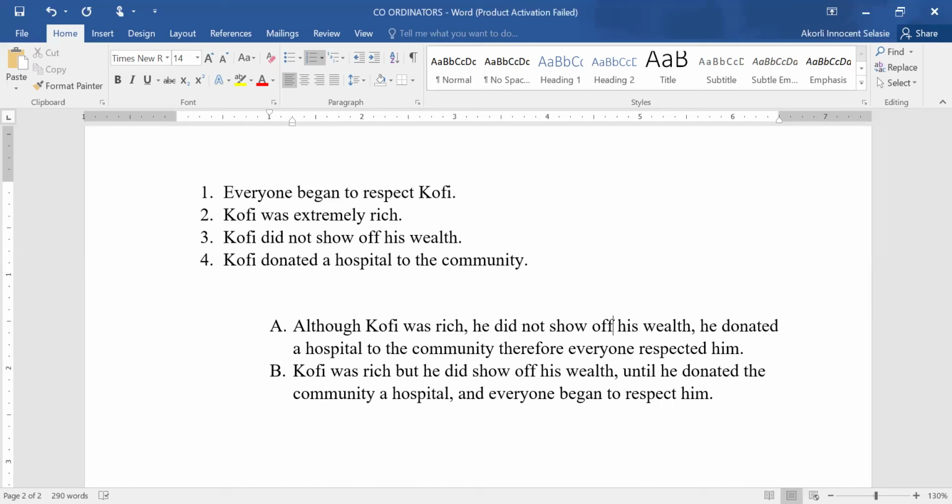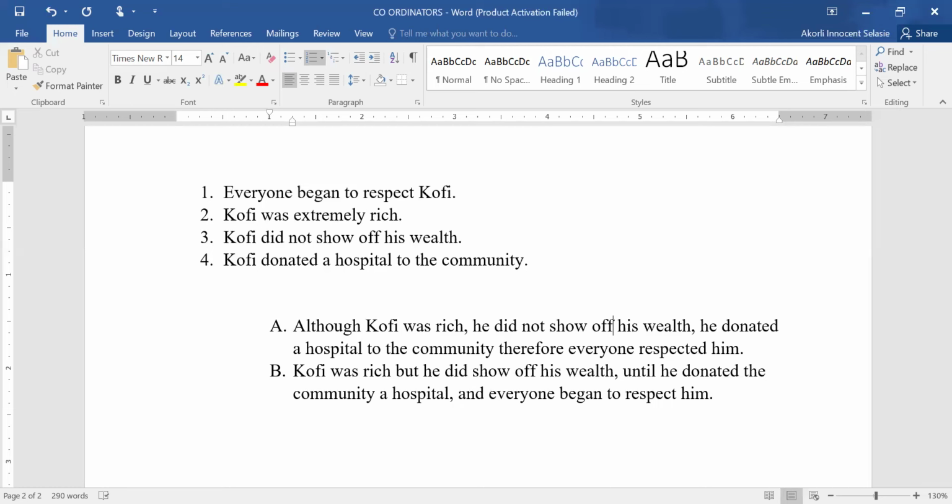Then let's look at the second one. Kofi was rich, but he did not show off his wealth until he donated a hospital. He donated the community a hospital. Of course, you can also say he donated a hospital to the community. It's not a big deal. Until he donated the community a hospital, and everyone began to respect him. Now, it's possible for you to combine this, you can get three or four sets of combination from this.